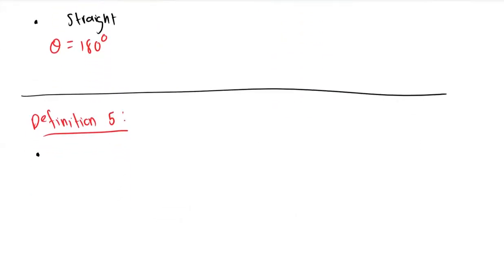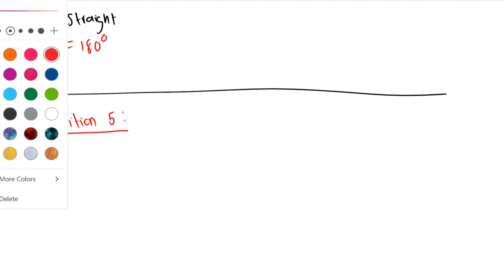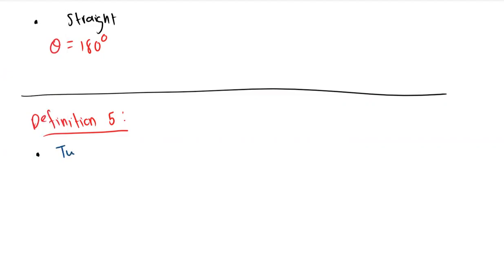Okay. Now, there are 2 more definitions that we have to go over, at least for now. They're pretty easy, though. So let me write them here. It's just definition 5. Two angles, alpha and beta, not necessarily in standard position.